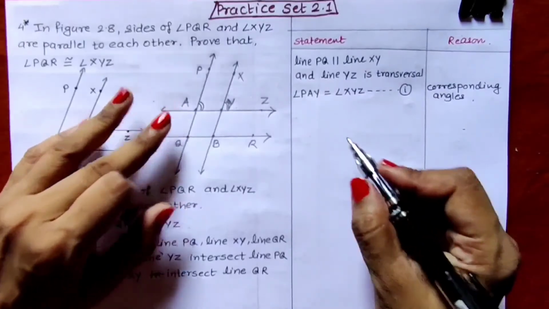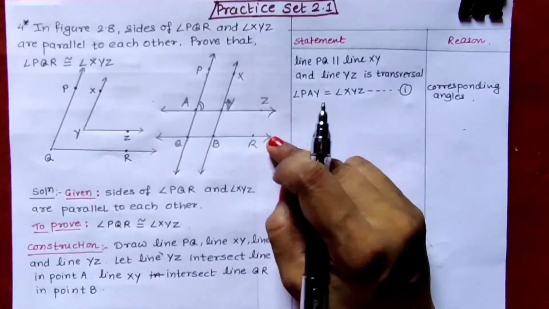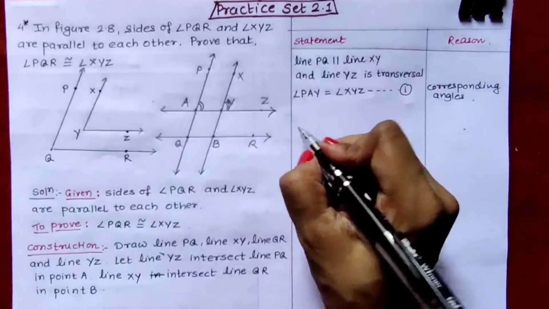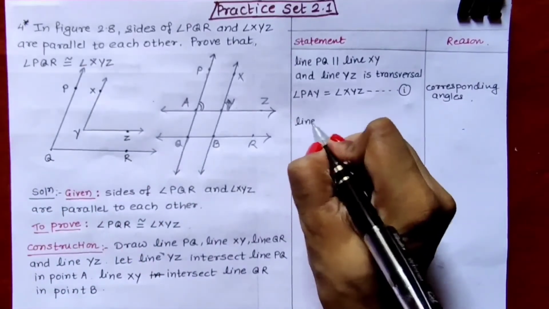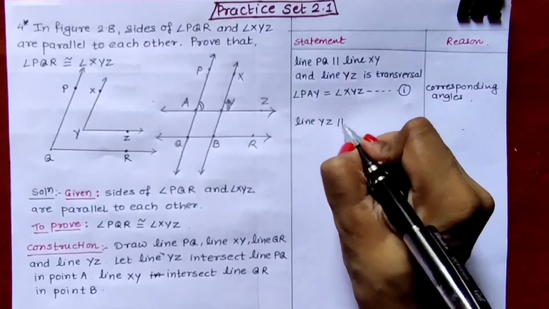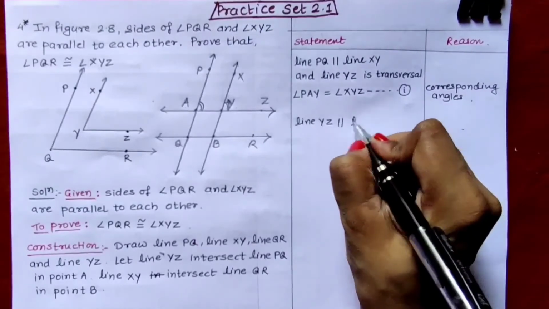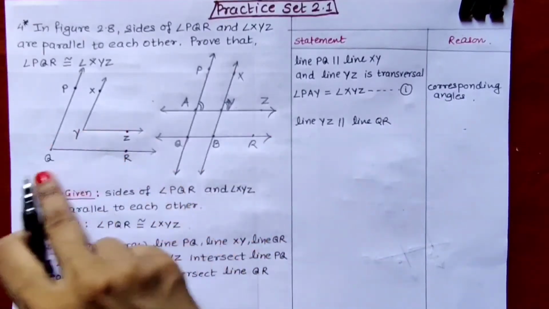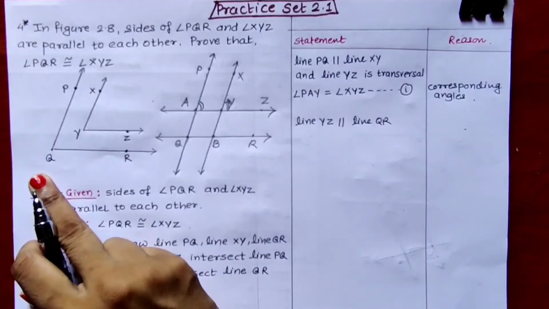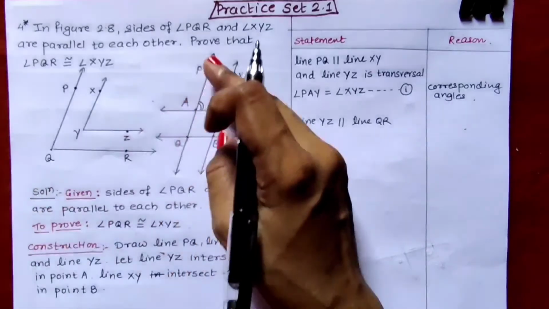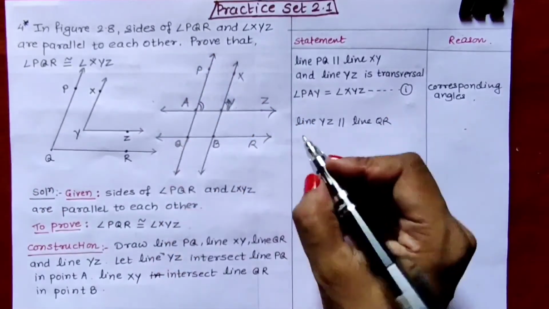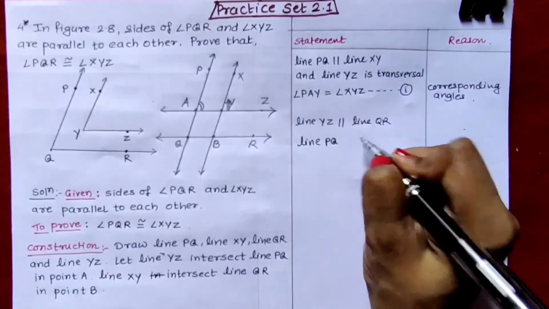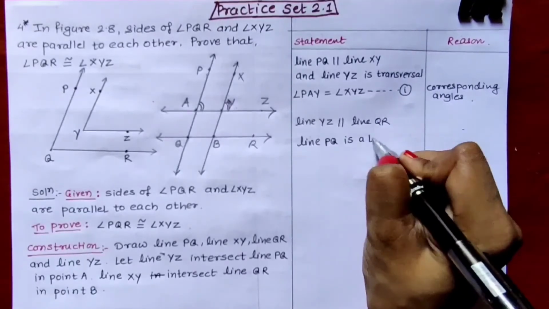Now we will take these two parallel side YZ and QR. Side YZ is parallel to side QR. Line YZ is parallel to line QR. And now which line we have to take as transversal? We will be taking this line PQ as transversal. Line PQ is a transversal.